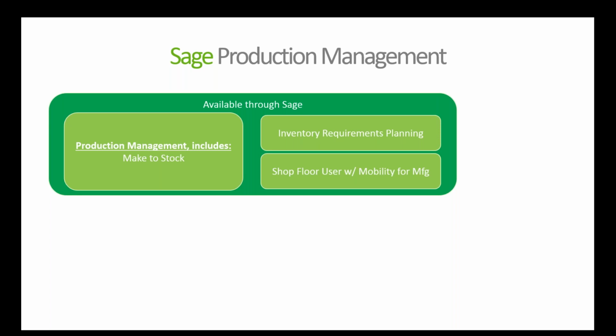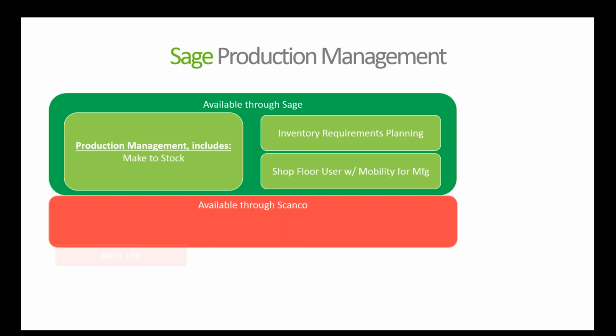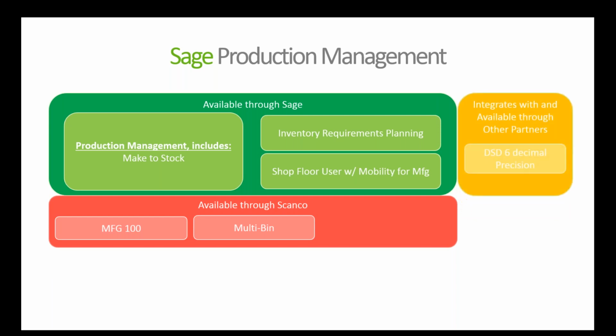There's some product compatibility stuff later that we'll talk about, but that is one difference. Production management and inventory requirements planning, though, are still available for perpetual end users if they've not moved over to the C price sheet. And then from Scanco, we of course have Manufacturing 100 and multi-bin. Those are add-on components. The multi-bin compatibility release is coming out probably in March, so that will be available to be able to do that within production management as well.